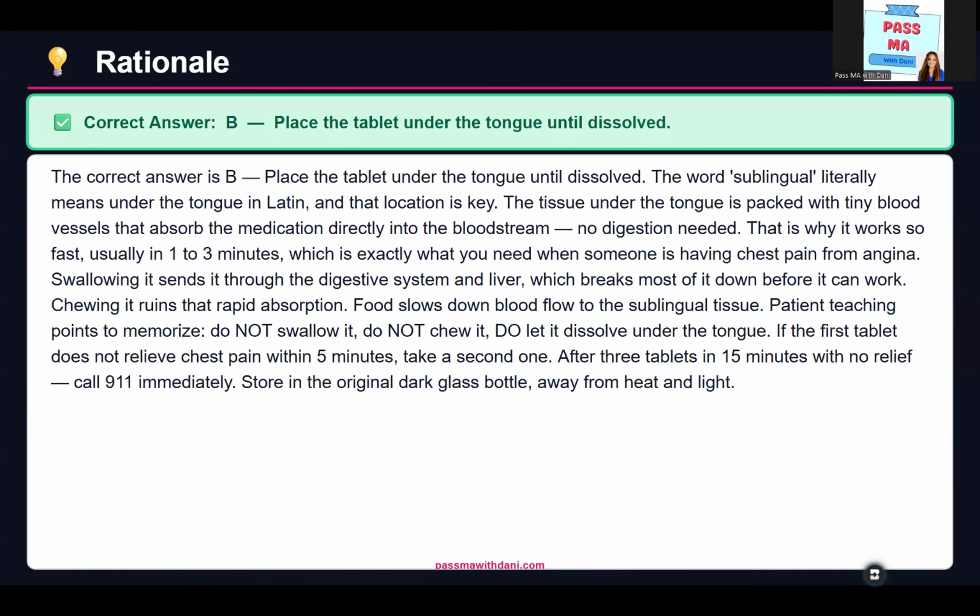If the medication is taken orally, swallowing it, then it goes through the digestive system and it has to metabolize through the liver. Now, the liver has to break this down through metabolism before it can actually work. So, this is why sublingual, under the tongue, works faster. It goes directly into the bloodstream and it bypasses that process of metabolizing.